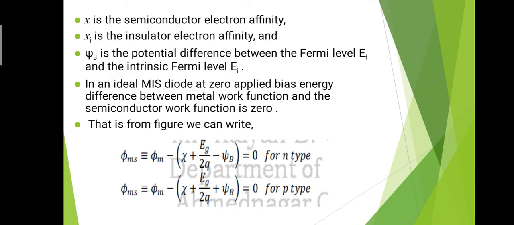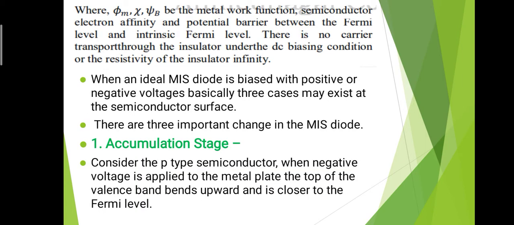The only difference is that phi ms for p-type is equal to phi m minus chi plus Eg by 2q plus phi b, and all this quantity in the bracket is equal to 0. This is for p-type. So this is the relationship between the metal work function and the semiconductor work function for the ideal MIS diode when the applied voltage is 0, where phi m, chi, phi b are the metal work function, semiconductor electron affinity and potential barrier between the Fermi level and intrinsic Fermi level.